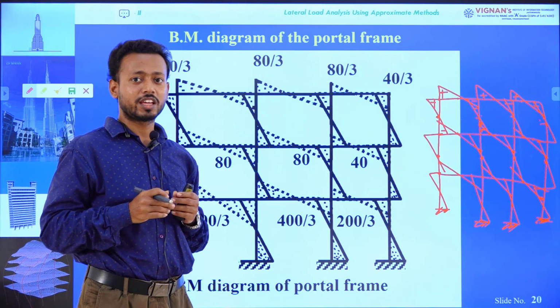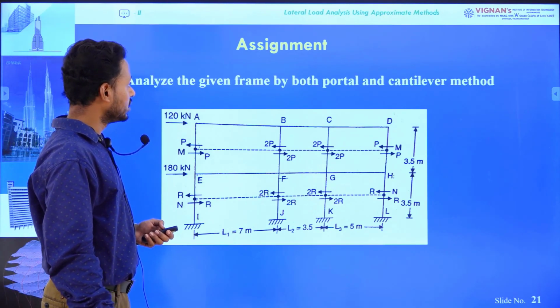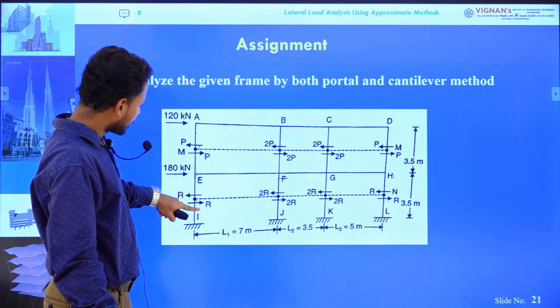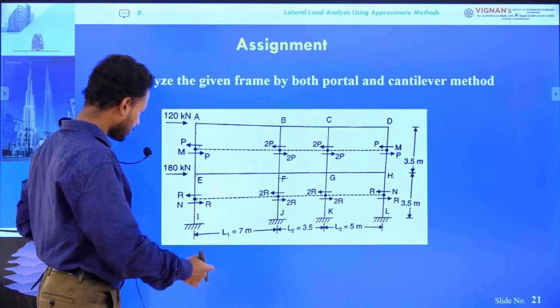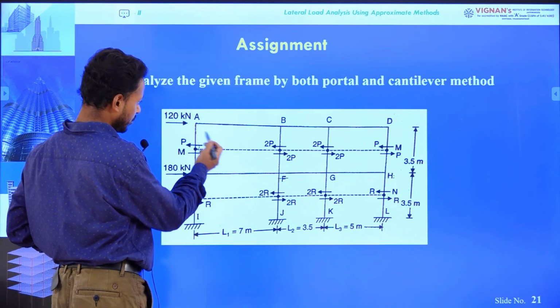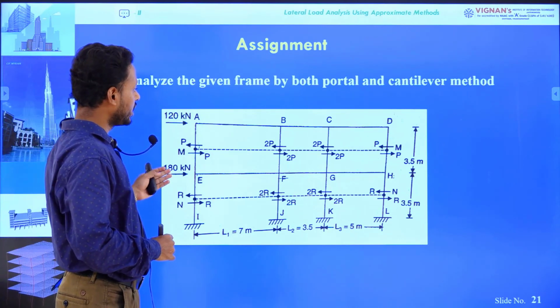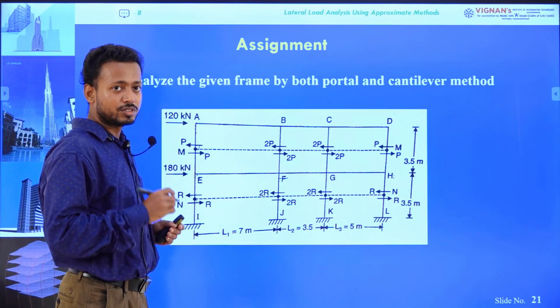Okay. Thank you. This is the assignment you solve and submit within a few days. A 4-story building is given here: 1 story, 2 story, 3 story, 4 story. So you analyze this building by the portal and cantilever method and you submit the assignment.